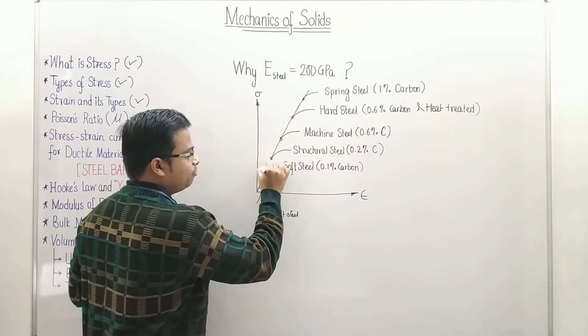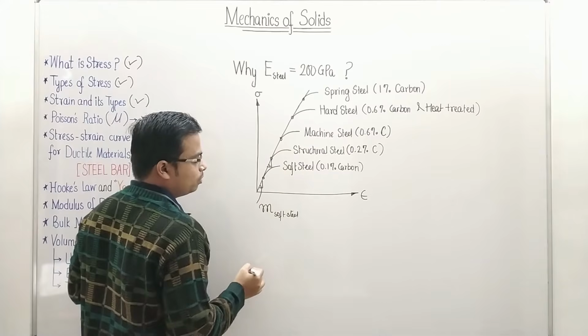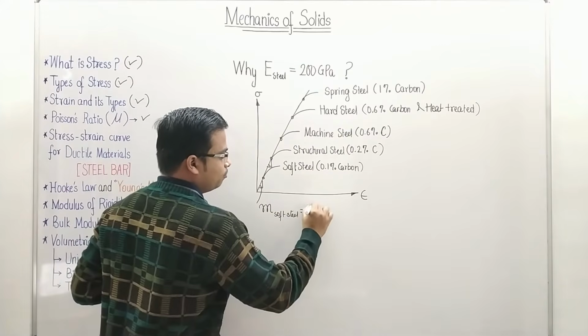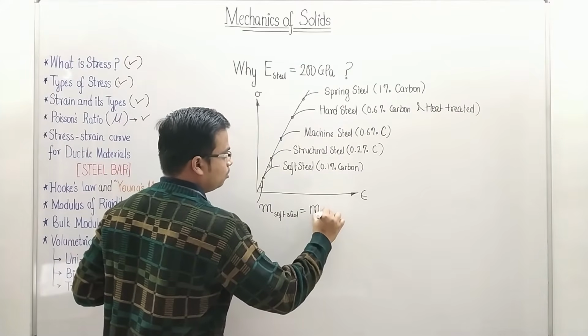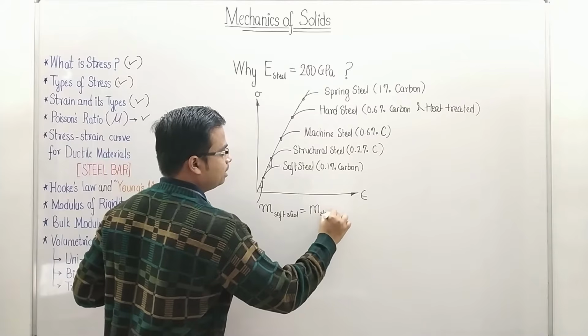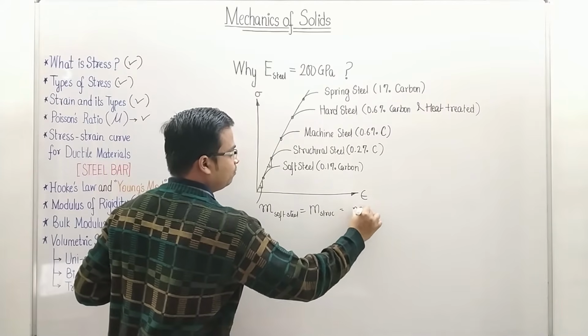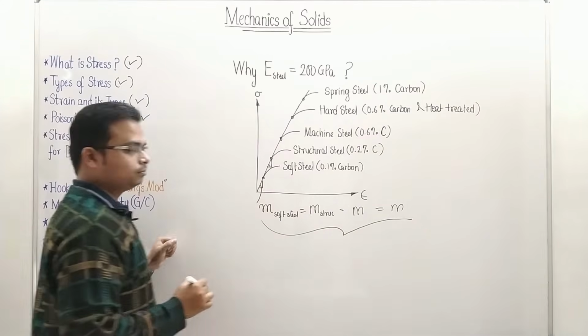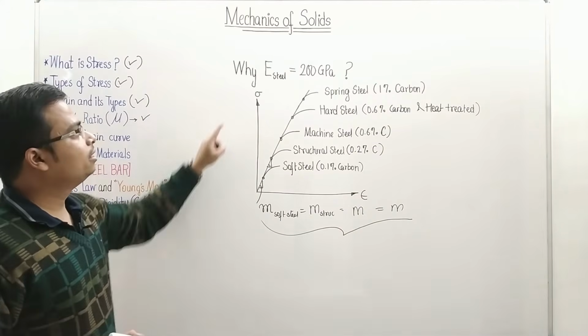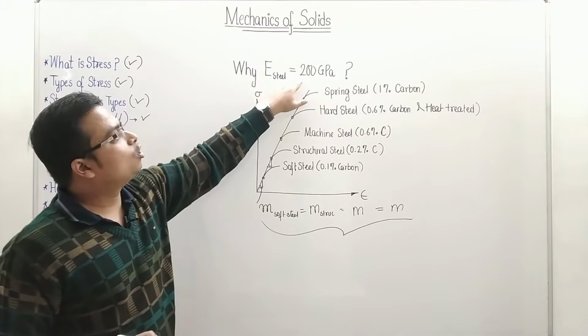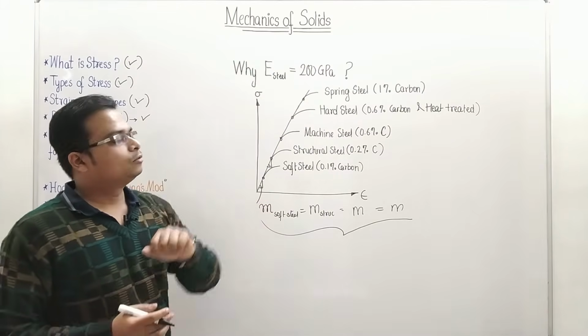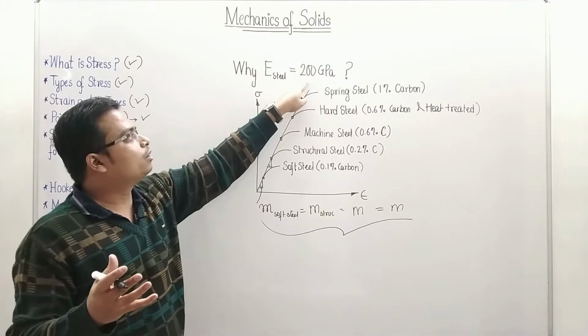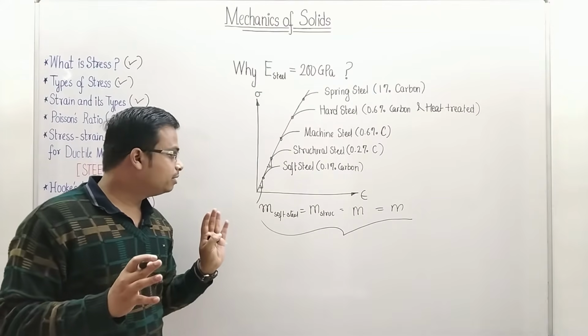and again if you make a triangle over here and work out this slope, which is equal to M of structural steel, the slopes of different kinds of steel all work out as the same value. That is why the Young's modulus for different varieties of steel will always work out as 200 gigapascal. This is the main reason why.